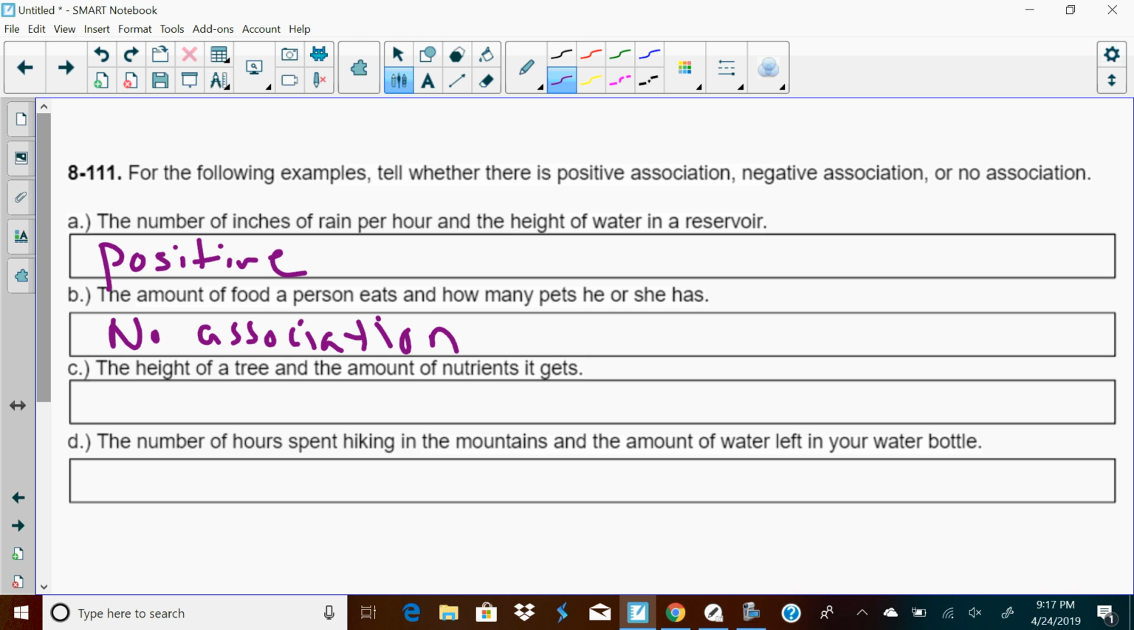C, the height of a tree and the amount of nutrients, this is a positive. The taller the tree, the more nutrients. D, the number of hours spent hiking and the amount of water left in your water bottle. So the more hours you hike, the less water you'll have, so it's negative.